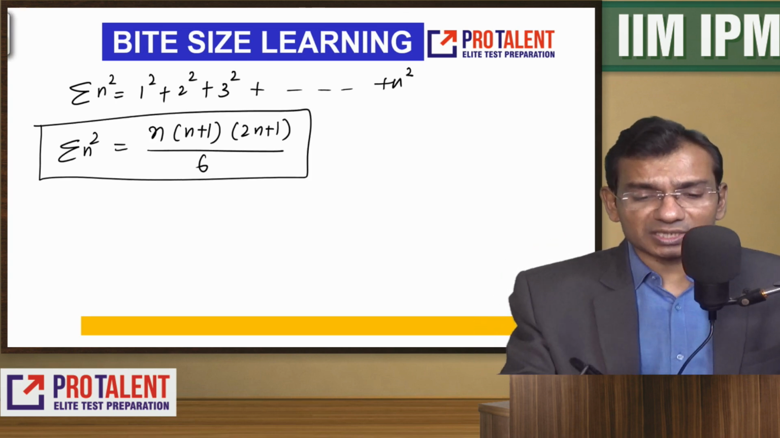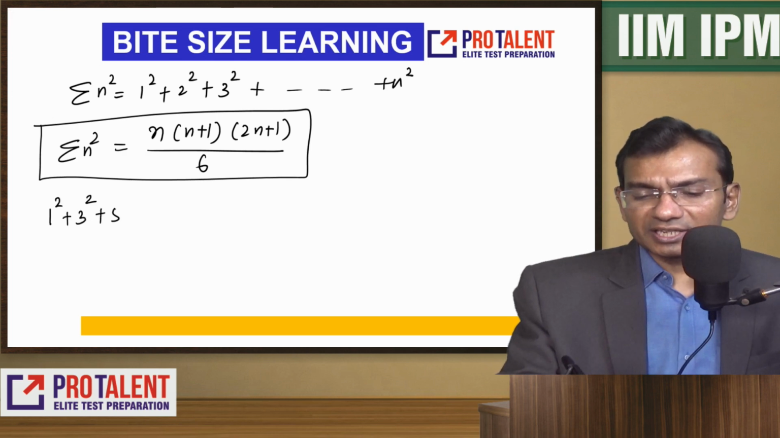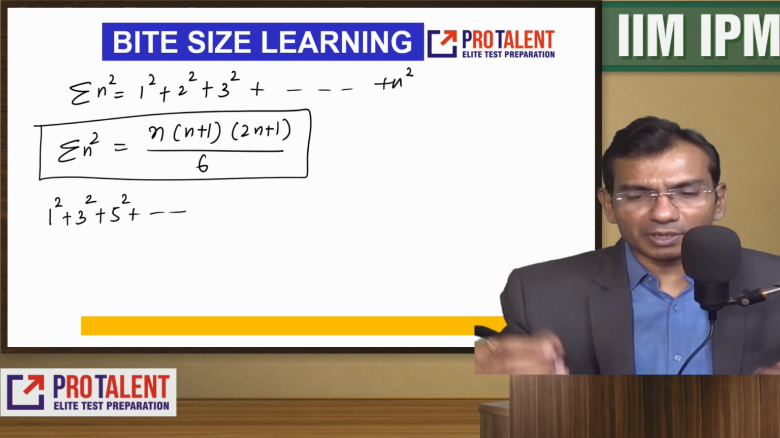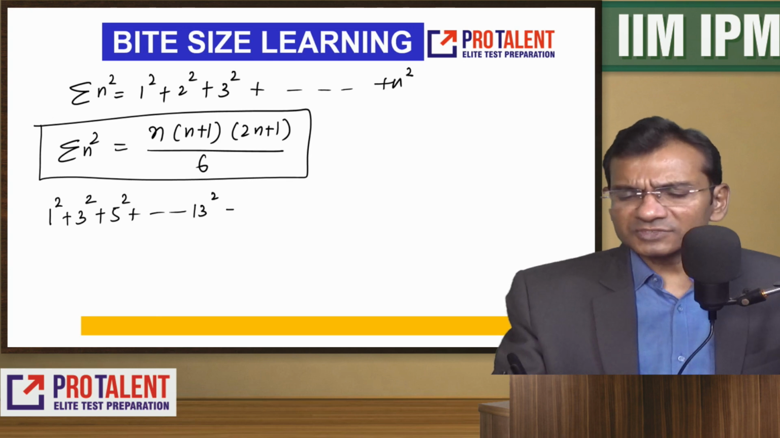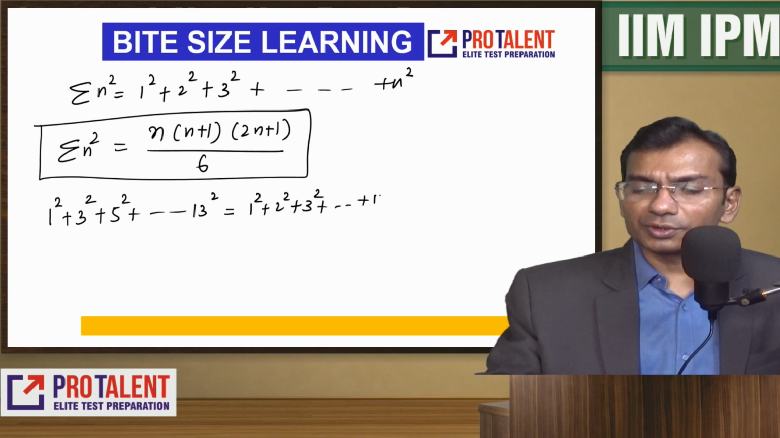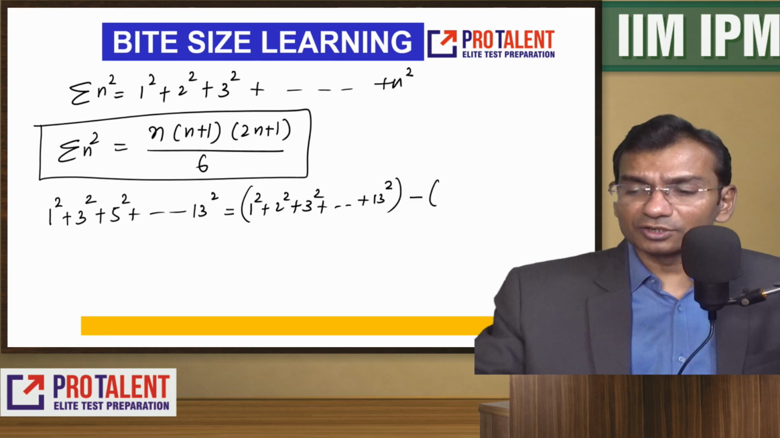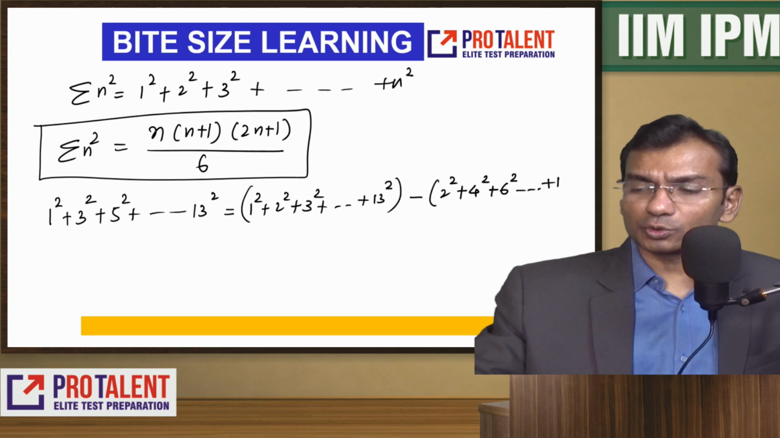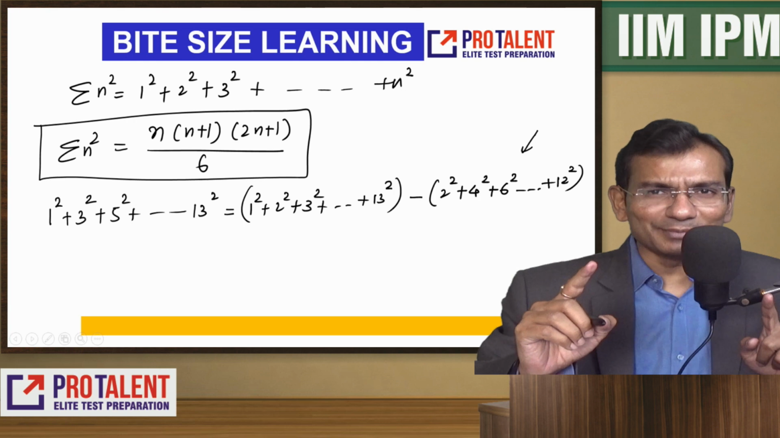Sometimes they ask questions like this. Can you tell me what is 1 square plus 3 square plus, you can say, 5 square up to some number, let us say 13 square? So what do you do? You do a very simple thing. You calculate 1 square plus 2 square plus 3 square up to 13 square, because you know this formula, and you subtract 2 square plus 4 square plus 6 square up to 12 square. Now you may wonder, sir, I don't know this formula. Just a minute, give me a minute.